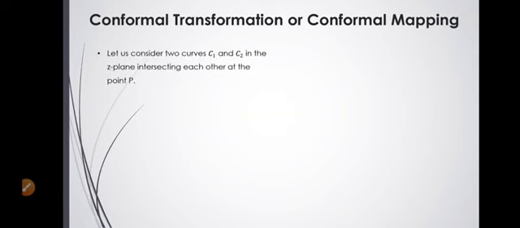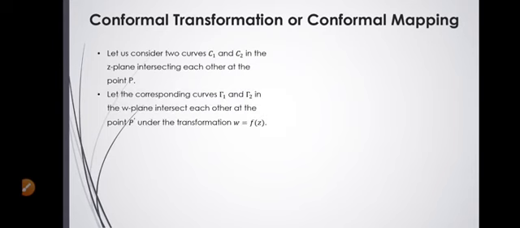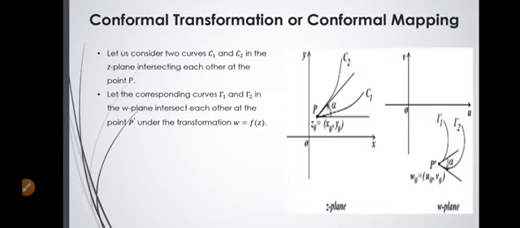Now we will see a particular case of transformation or mapping which is known as conformal transformation or conformal mapping. Let us consider two curves C1 and C2 in the Z plane which intersect each other at, say, point P. Let the corresponding curves tau 1 and tau 2 in the W plane intersect each other at another point P dash under the transformation W equal to f of z.